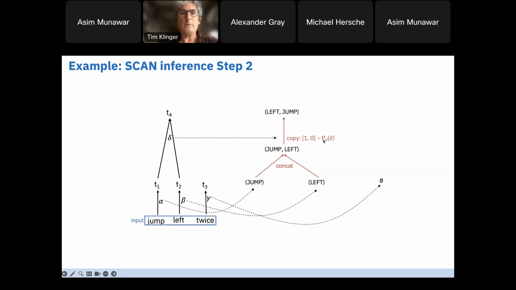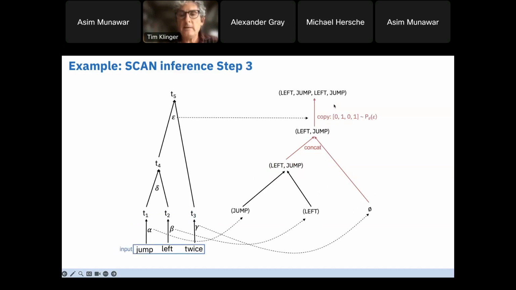And we can go another layer. So finally, we get a rule that says if we have a T4 followed by a T3, we get a type T5. That's the rule epsilon. In this case, we do a concatenation again, and we're concatenating left jump with the empty list. So we get left jump again. And we're doing another copy. So we're sampling from a distribution that's local to the epsilon rule. And in this case, the sample is 0, which corresponds to left, then 1 corresponds to jump, then 0 corresponds to left, and 1 corresponds to jump, and that's the output.